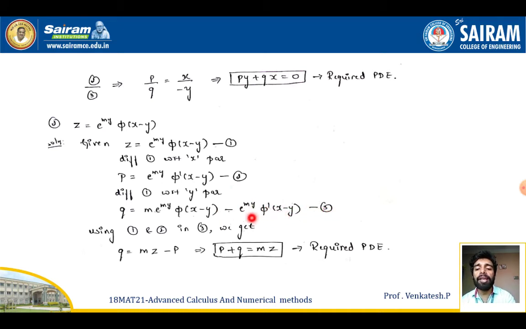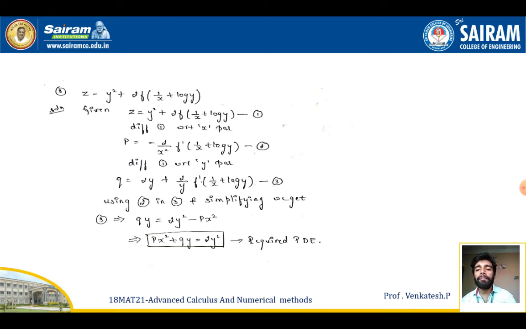So I can replace this e power my into phi of x minus y as z from equation number 1, and e power my phi dash of x minus y as p from equation number 2. If I replace all these values here, I'll get q is equal to mz minus p, or p plus q is equal to mz, which is the required partial differential equation.